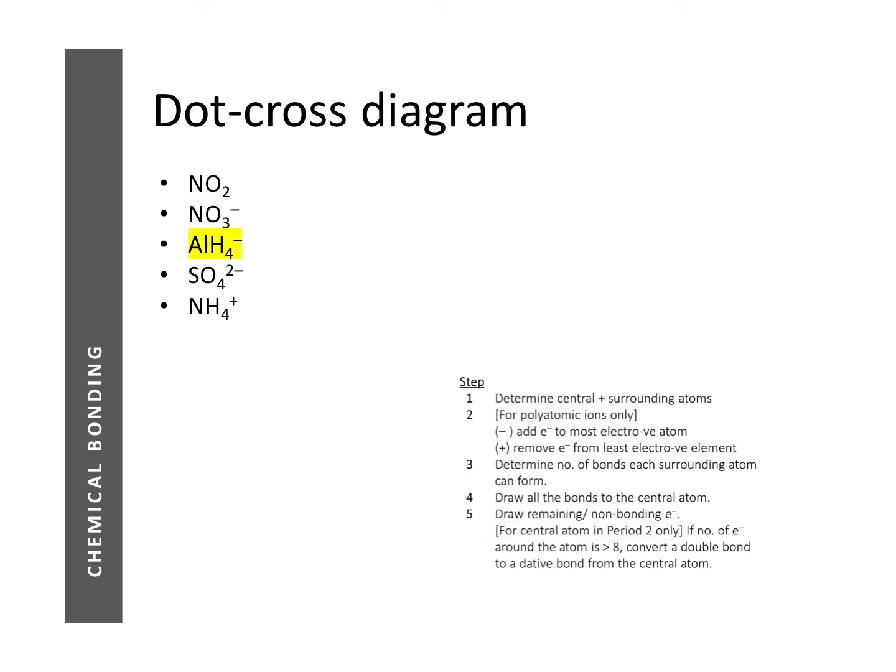Next, we will look at another example, aluminum hydride. Step number 1, we need to determine the central and the surrounding atoms. Step number 2, we are dealing with a polyatomic anion with a charge of minus, which means we need to add an electron to one of the atoms. If you compare the electronegativity of aluminum and hydrogen, hydrogen is more electronegative than aluminum. So we need to add the electron to one of the hydrogen atoms. It doesn't matter which one, just add to one of them.